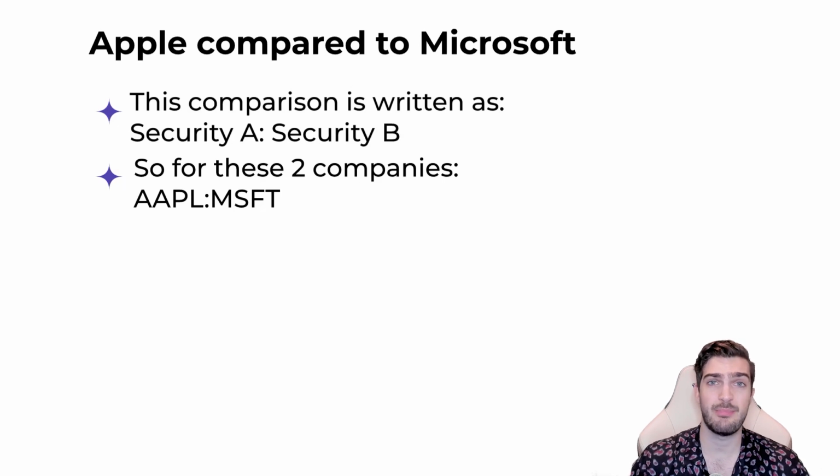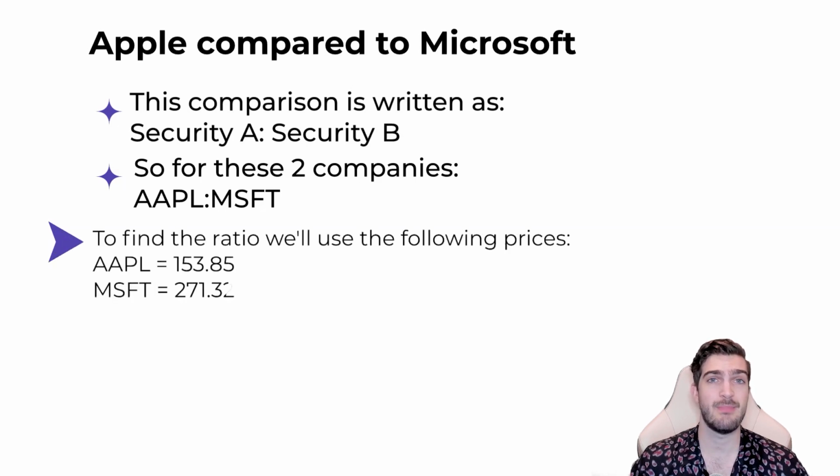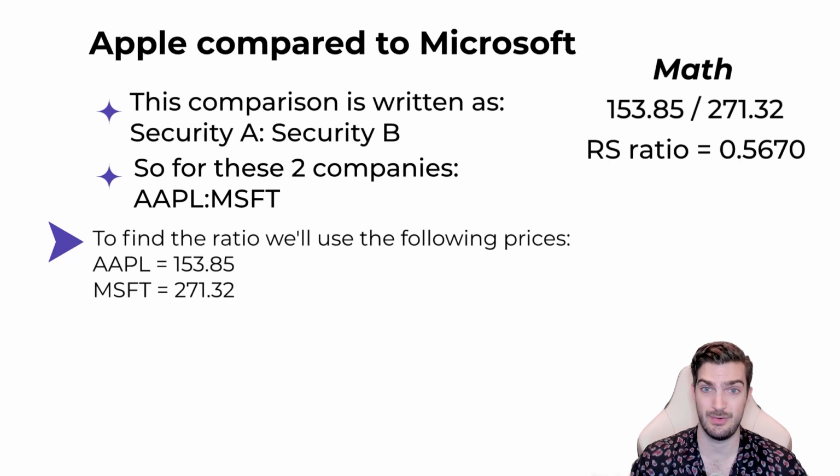We now need to find the prices for these two securities. For our example, we're going to use the price of Apple as $153.85 and the price of Microsoft as 271.32. If we divide the price of Apple by the price of Microsoft, that gives us a relative strength ratio of 0.5670.